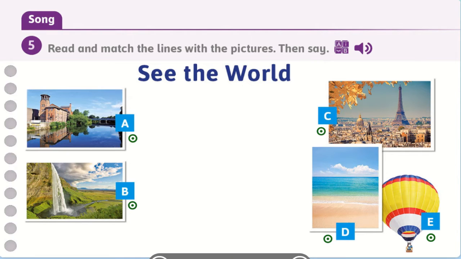After that, we have a listening activity. We will read and match with the pictures. All this will be through the roundup lesson.